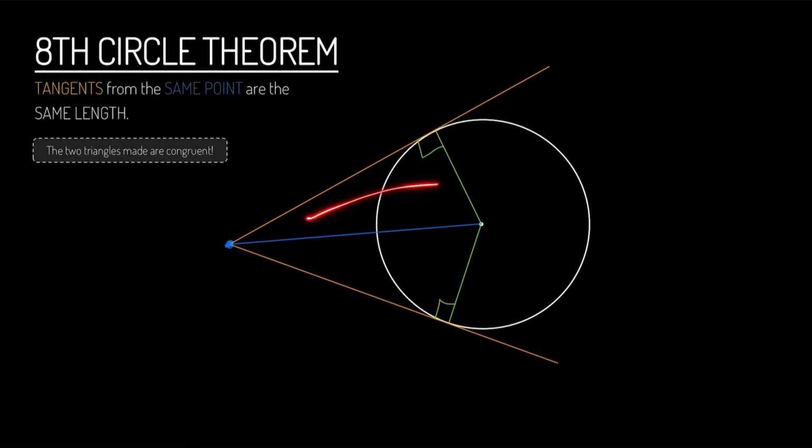So now we have 2 triangles that share the radius, so that's one length, and then this length and this length we're told is equal, and then we also have a same angle which is 90 degrees, and that's enough to show that this triangle and this triangle are both congruent. And that's everything to do with the 8th circle theorem. Let's move on to the final 9th one.